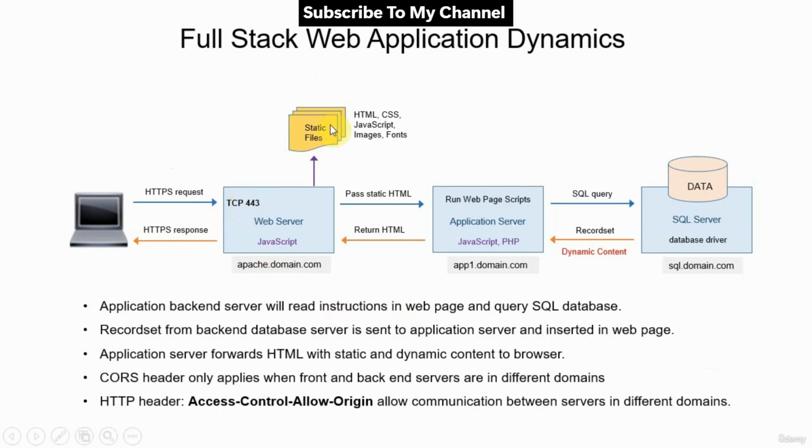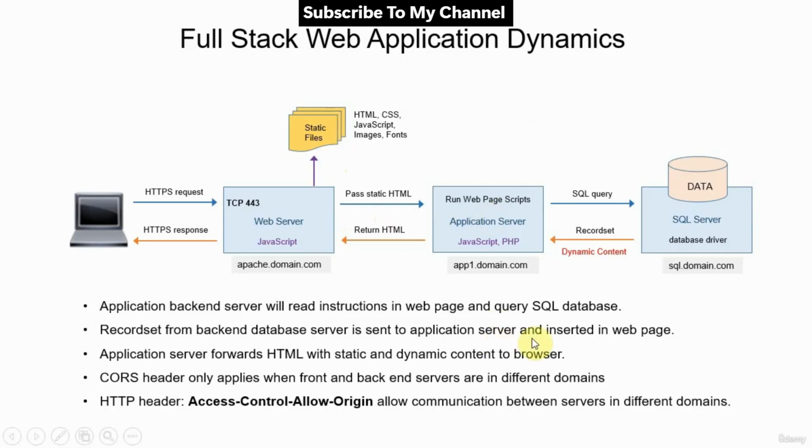It'll go and find the static files, which are typically stored locally: HTML, CSS, JavaScript, images, fonts, anything that's static and doesn't change. So we'll do a request for those. That's locally stored, so it'll go out and fetch those. It'll pass that static HTML to an application server.